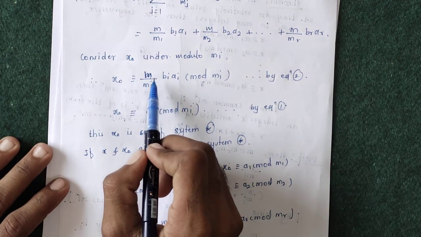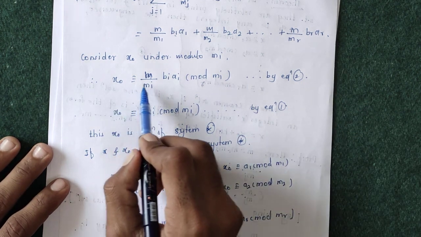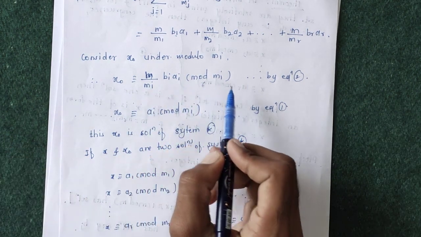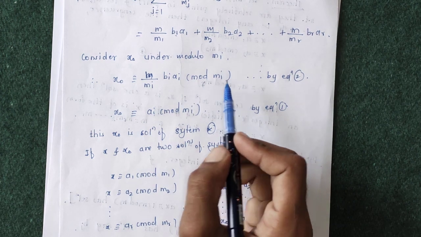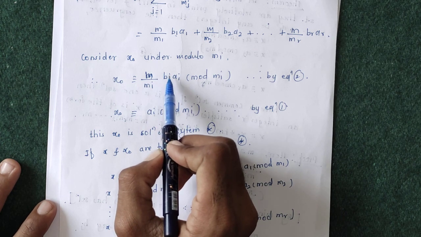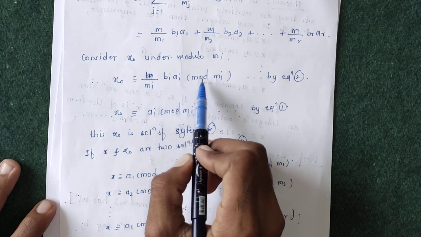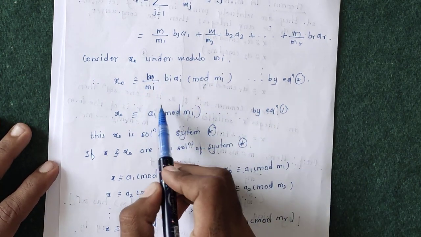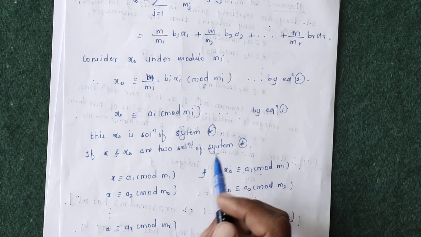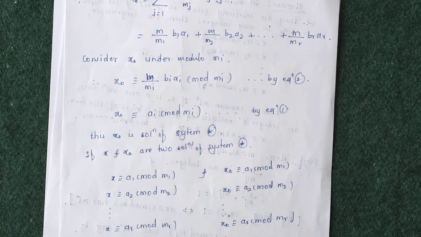So x naught is congruent, if we take this number under modulo mi, then we get x naught is congruent to m by mi, bi ai under modulo mi. Also from the equation we have m by mj bj is congruent to 1 modulo mj. So m by mi bi is congruent to 1 modulo mi. Using that result here, we get x naught is congruent to ai modulo mi, here i running from 1 to r. So x naught is a common solution of a1 modulo m1, a2 modulo m2 up to ar modulo mr. So x naught is a solution of the system.